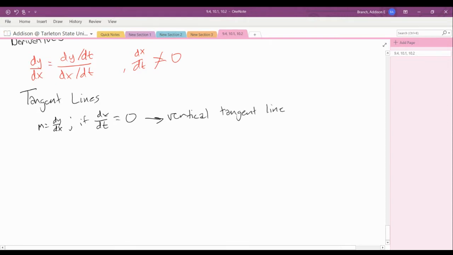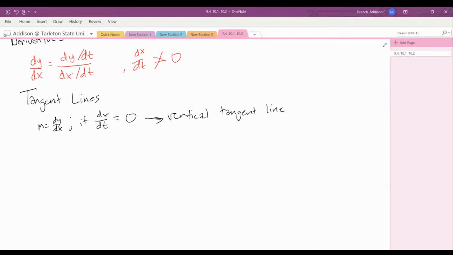That makes sense because if your dy/dt equals anything other than 0, that implies it's moving in some direction, up or down. But if your dx/dt doesn't change, then you're not moving side to side. So your points would just be going straight up or straight down, which would get you a vertical tangent line.